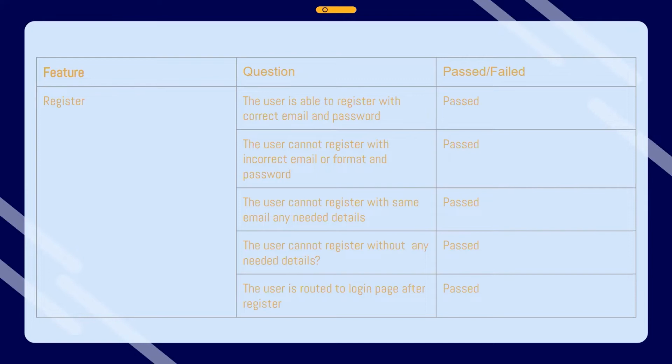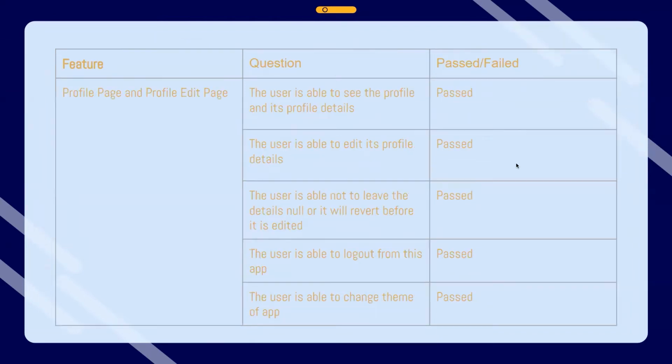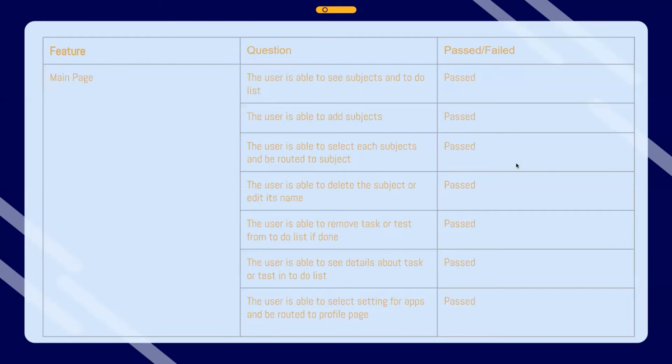Next, there's register. We have 5 also: register with correct email and password. Cannot register with incorrect email format or password, and you cannot register with the same email. You cannot register without any needed details, and the user is routed to the login page after register. Next, in the main page, we have also passed all the parameters that we have set for our application, which are seeing the subjects, adding subjects, and so on and so on.